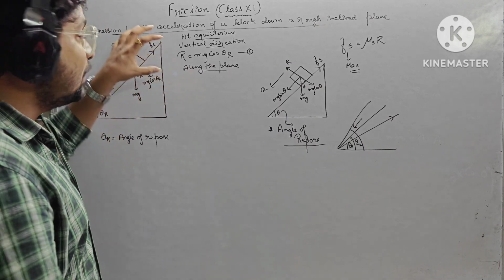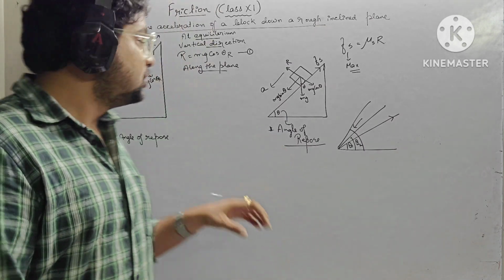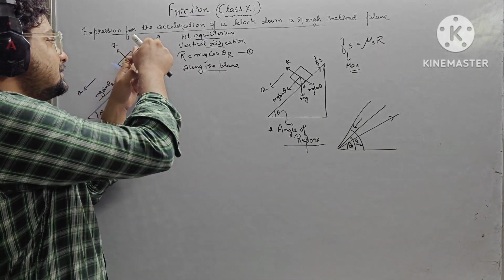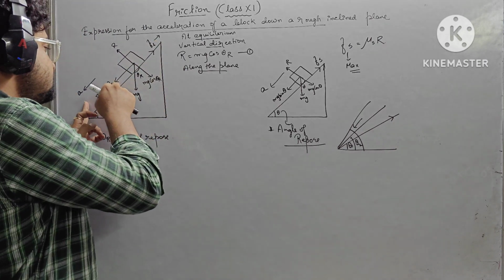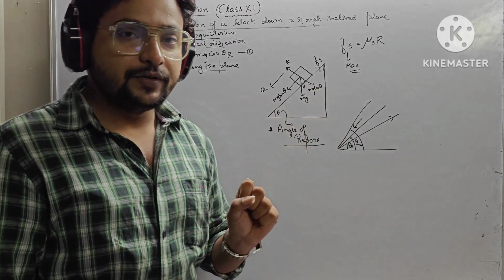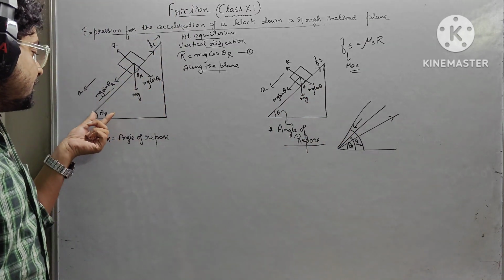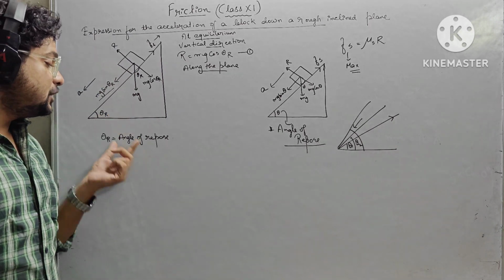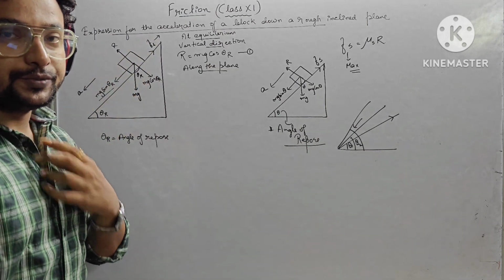You have to understand the concept: why is the block sliding down in this particular direction? Because this force is greater than this force. If this force is equal to this force, then the block is not going to slide down. The block is going to remain over there. But now this force is greater than this force because I have increased the angle of inclination so much, making it equal to the angle of repose, that this force becomes greater than the frictional force.